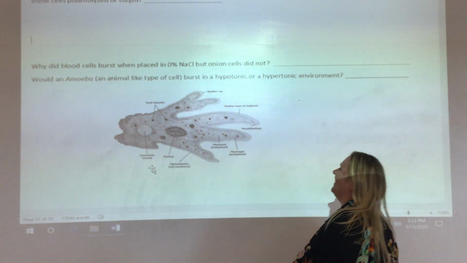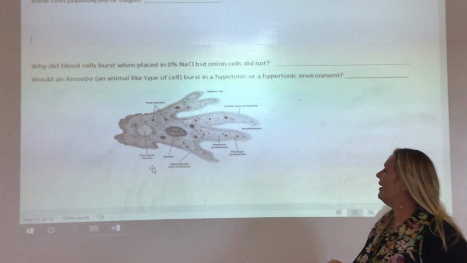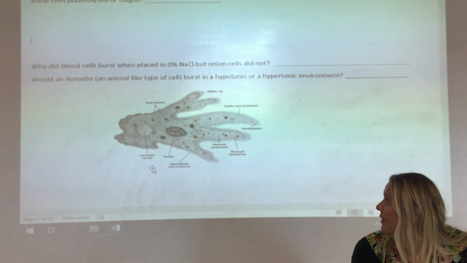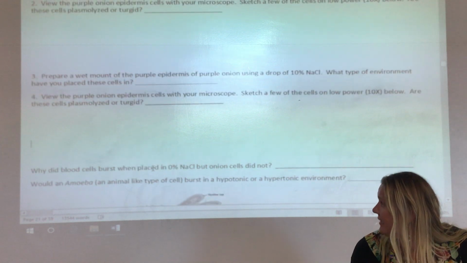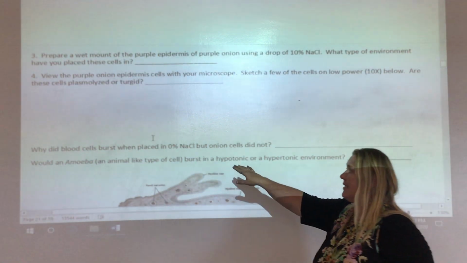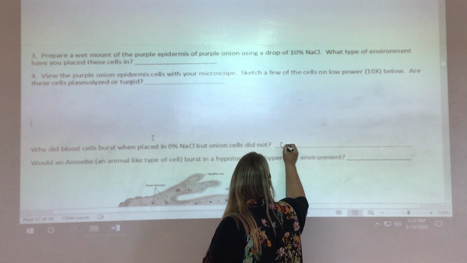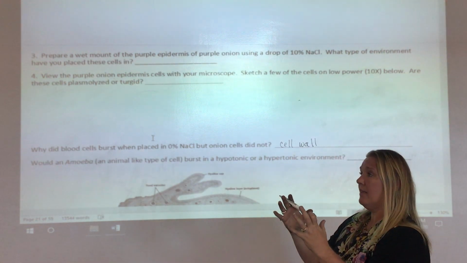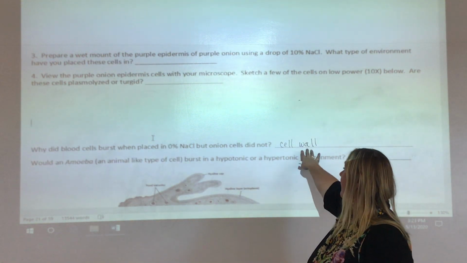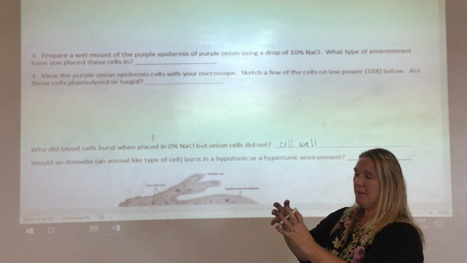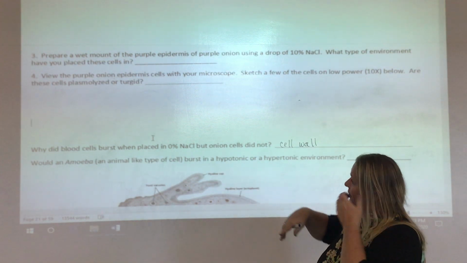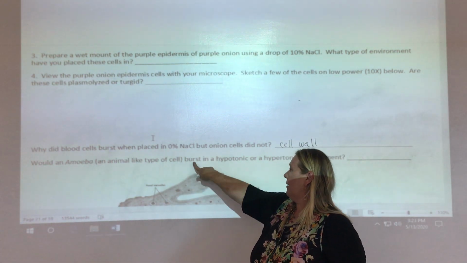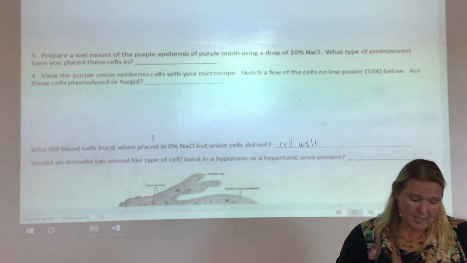Sorry. Okay. So why did the red blood cells burst in the distilled water, in the 0% salt, but the onion cells did not? What did the plant cells have that the red blood cells did not? They had a cell wall. That cell wall was holding and withstanding, absorbing that turgor pressure, whereas the plasma membrane, the cell membrane, was just going to give and break.